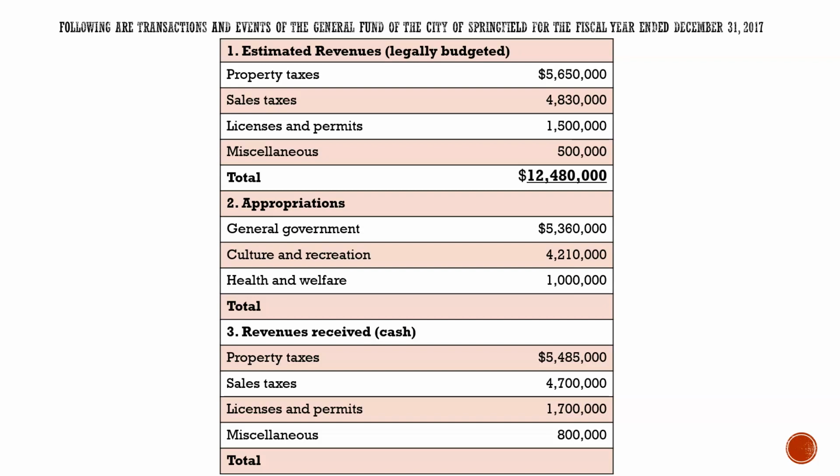So we can see here that estimated revenues, these are legally budgeted, meaning, hey, we've approved this budget. We've now recorded the budget, is now legally binding. You're going to have to do some work to make any revisions to that. We see that those estimated revenues are $12,480,000. Appropriations are $10,570,000. And the actual revenues that we actually received in cash, it tells us here it's cash, is $12,685,000.